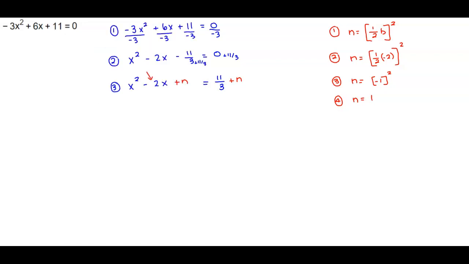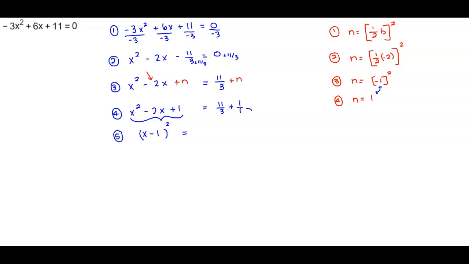Now we're going to come back over here in step number 4 and replace n with positive 1. So we have x squared minus 2x plus 1, and that's going to equal 11 thirds plus 1. Now in step number 5, we need to factor because this is a perfect square trinomial. Remember, when we factor, we're going to have a binomial in parentheses and we're going to square it. We know that this is going to be x, and then what did we have to square to get positive 1? It was minus 1, so it's going to be x minus 1 squared. And then that's going to equal the following.